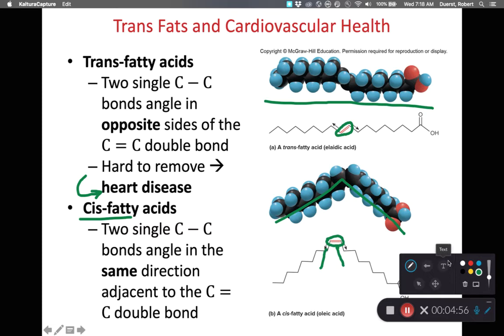Something else that's worth emphasizing with cis fats is cis fats are made in nature and they have a higher energy state than trans fats. Because they have that higher energy state, they have more stored chemical energy in them, they are easier to break down.